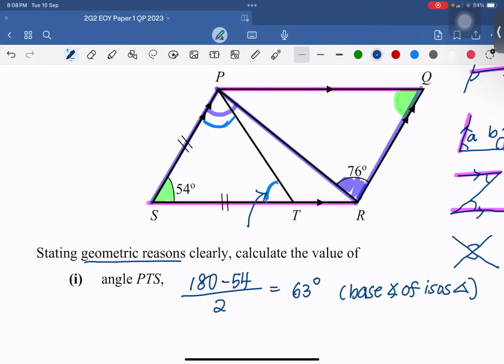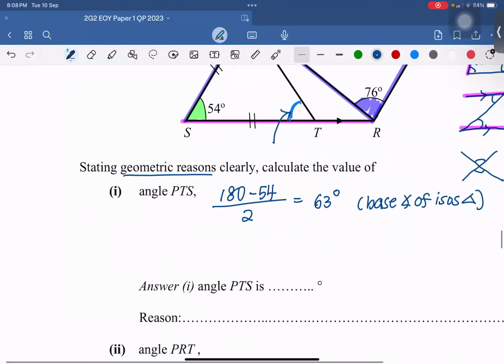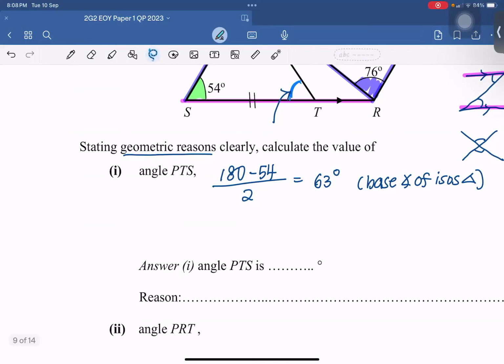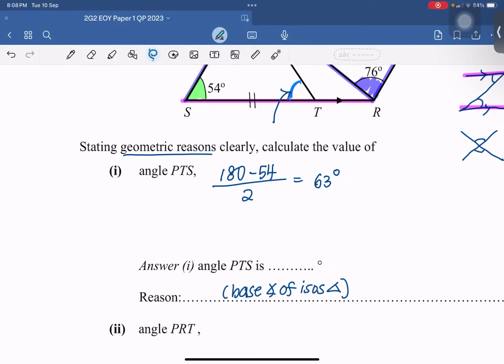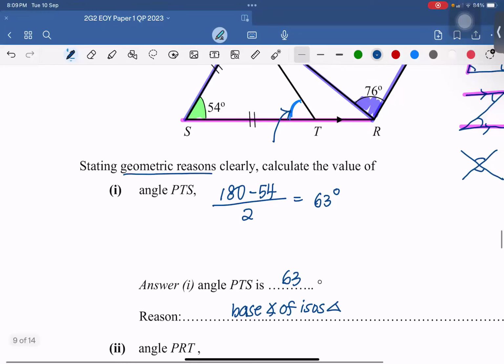Okay. Right, so first question. So the answer, where do you have to put? You have to put the reason here: base angles of isosceles triangle. Then the answer is the number 63 degrees. Well done.